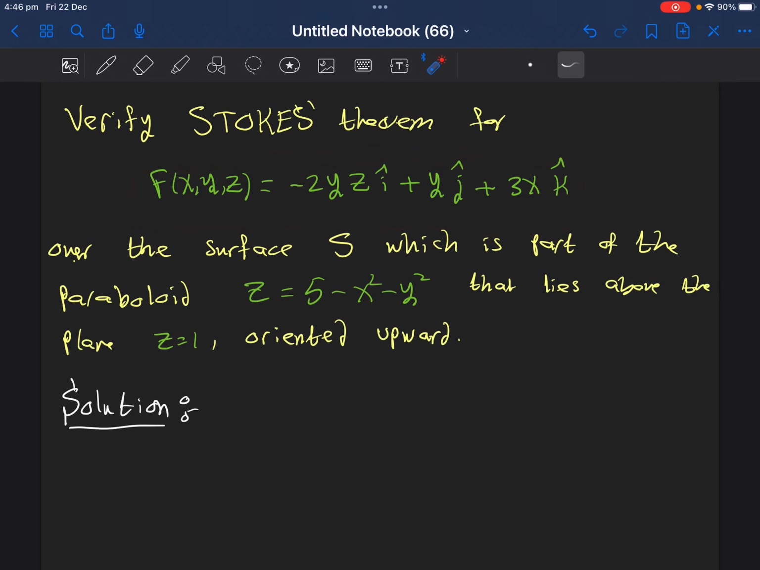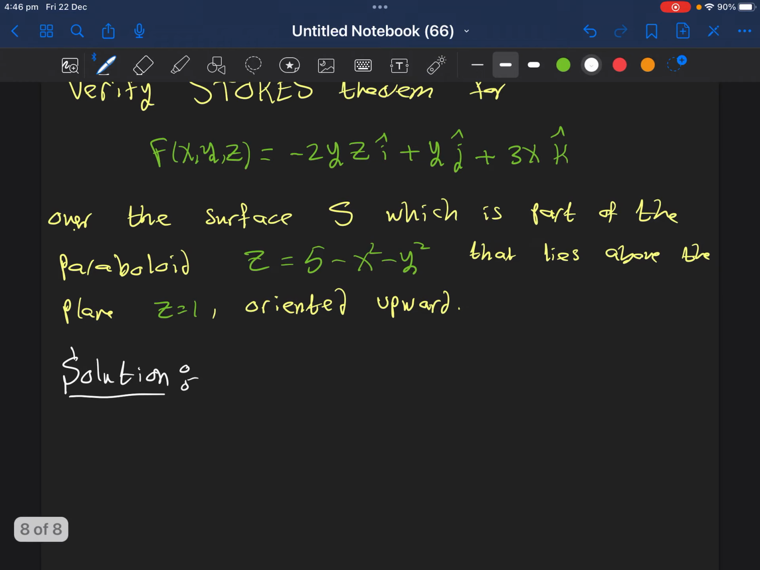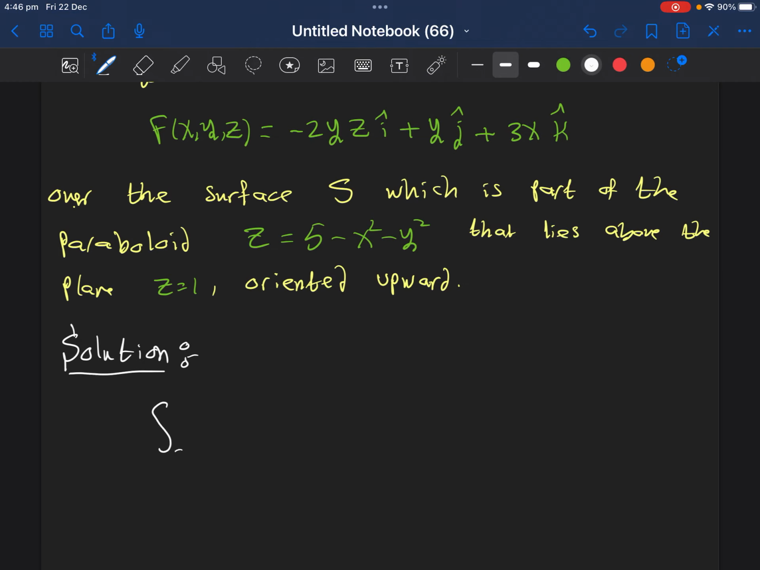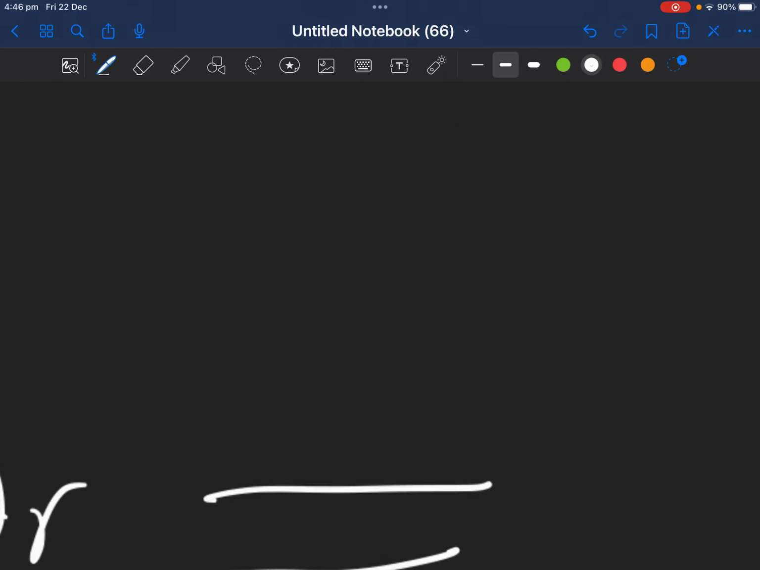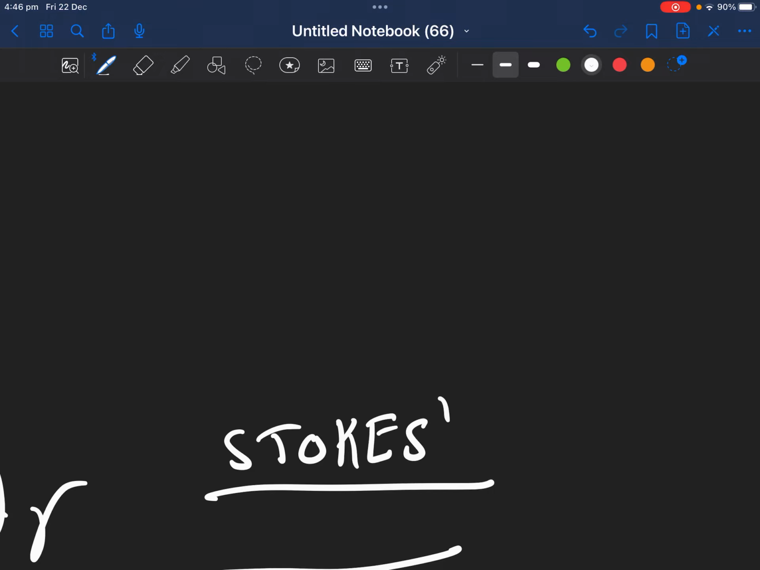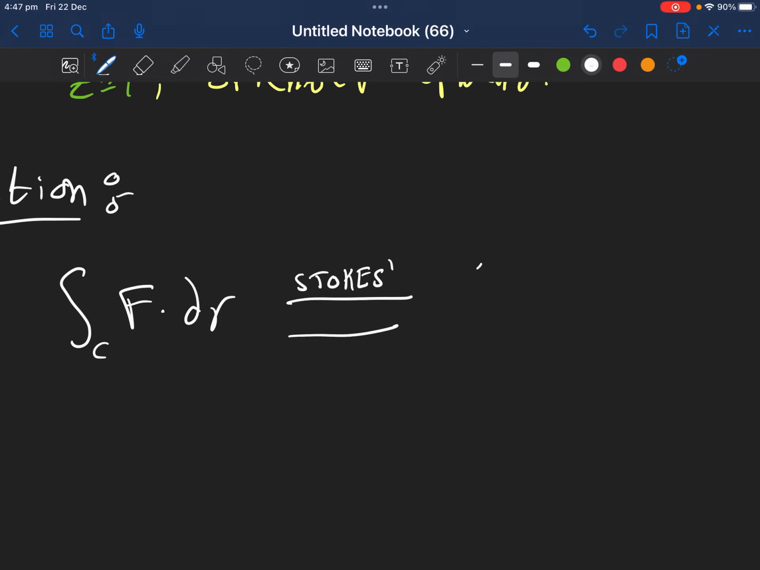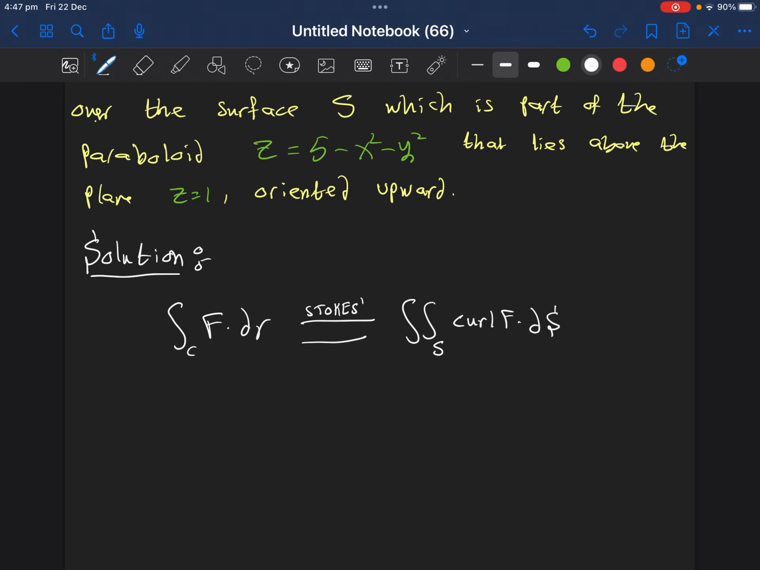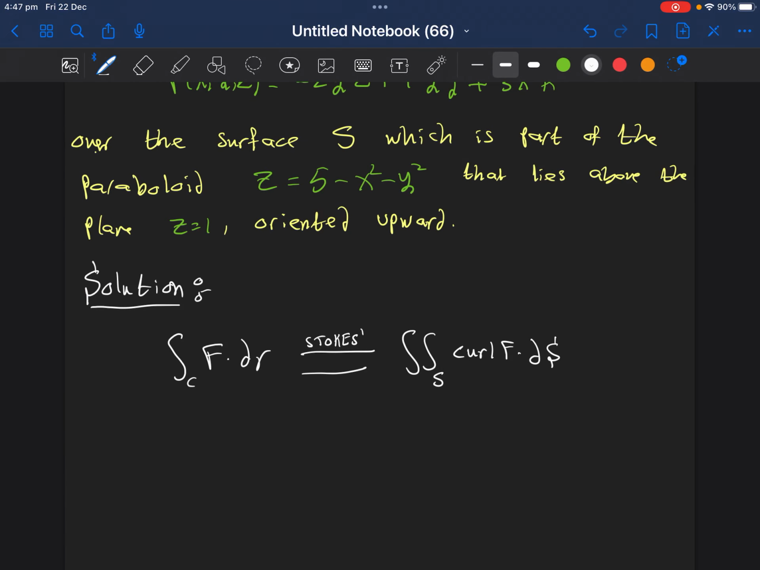So if we have to verify Stokes Theorem, first of all, if we write Stokes Theorem as it's given to us, this is the line integral of F dot dr. By Stokes, this is the same as the double integral, so we transfer a single integral over the boundary to a double integral over any surface S that has the boundary C, of curl of F dot dS.